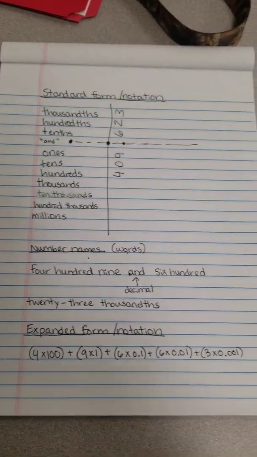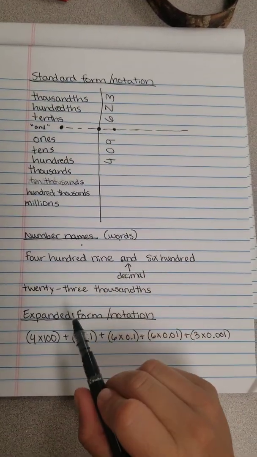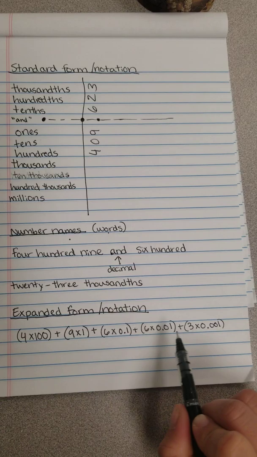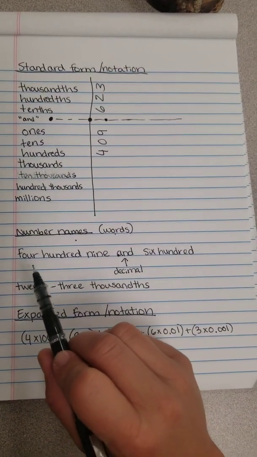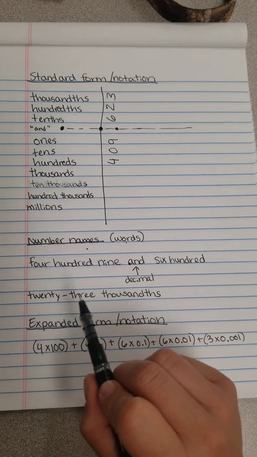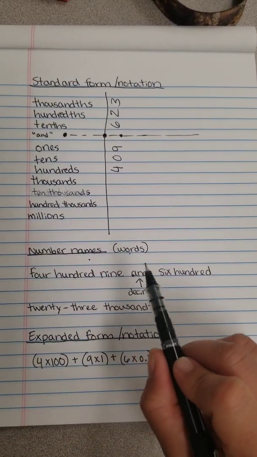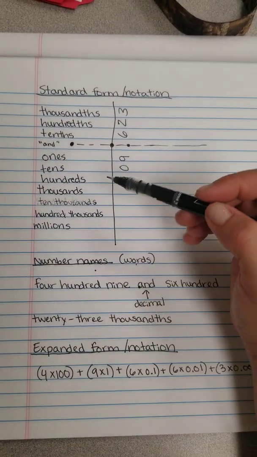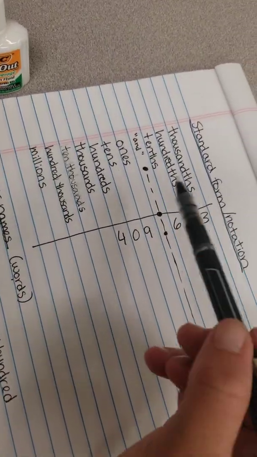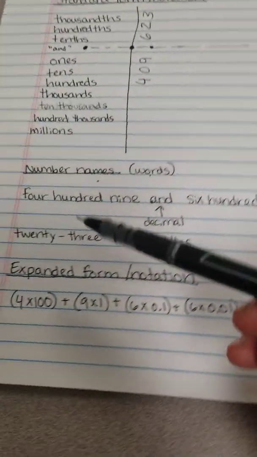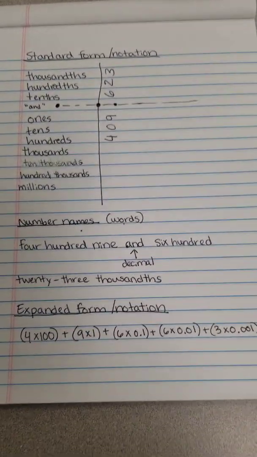Okay, so now I have completely written out everything in expanded form notation, where I took out the value of each number, each digit. I wrote it in number names, where basically you write it like you say it. The only place that says and is your decimal. And then I wrote it in standard form, which is written with just regular digits. Putting it in a place value chart is going to help you complete it all of these ways really easily and correctly.